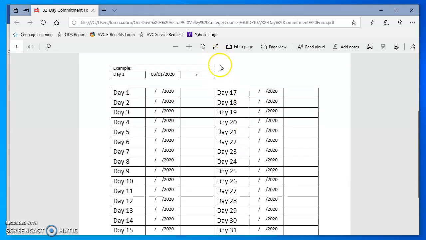Starting a 32-day commitment is a big deal because it's asking you to establish a new habit. And so you want to pick a good day to start your 32-day commitment. You might not be ready to start it today or tomorrow. You might want to wait until the beginning of the week. So you pick the day that you want to start your 32-day commitment.